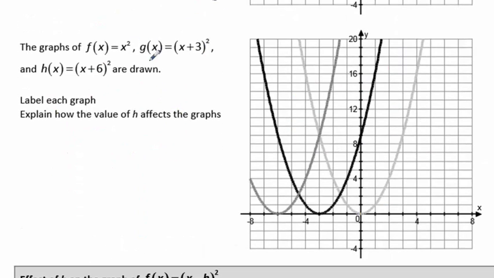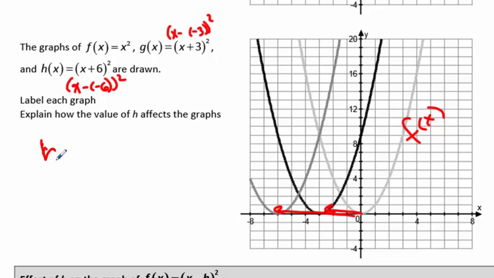Last, we have our f of x. F of x equals x squared. It has a center at 0, 0. If you have x plus 3, that's the same as saying x minus negative 3. And if you have x plus 6, that's the same as saying x minus negative 6. So you have minus negative 3, you're shifting to the left 3, and minus negative 6, you're shifting to the left 6. So this is going to be another horizontal shift.